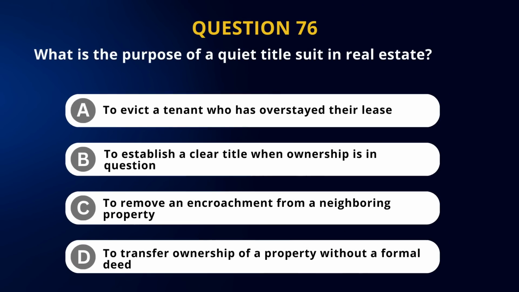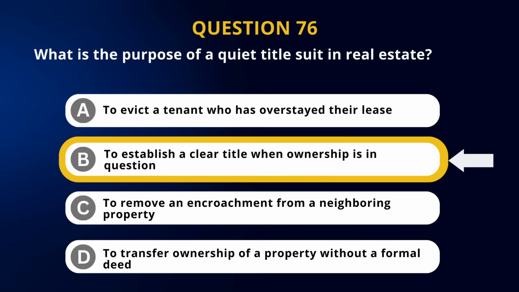Question number 76. What is the purpose of a quiet title suit in real estate? Letter A, to evict a tenant who has overstayed their lease. Letter B, to establish a clear title when ownership is in question. Letter C, to remove an encroachment from a neighboring property. Letter D, to transfer ownership of a property without a formal deed. And the answer? Letter B, to establish a clear title when ownership is in question.